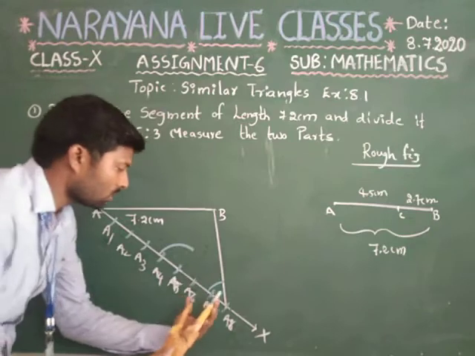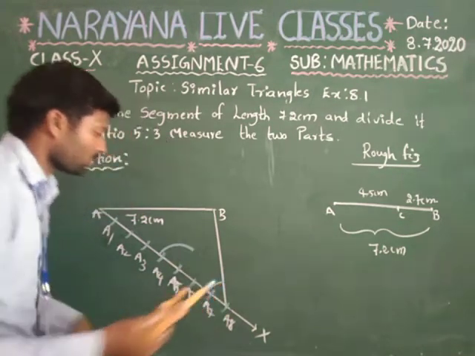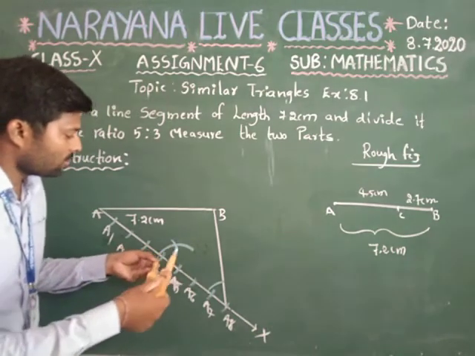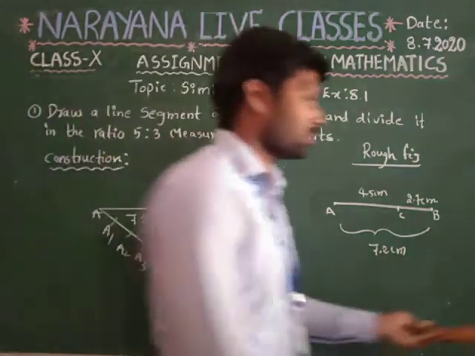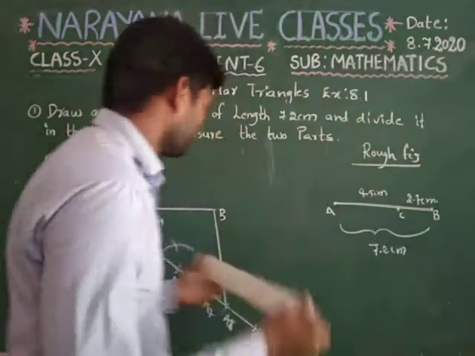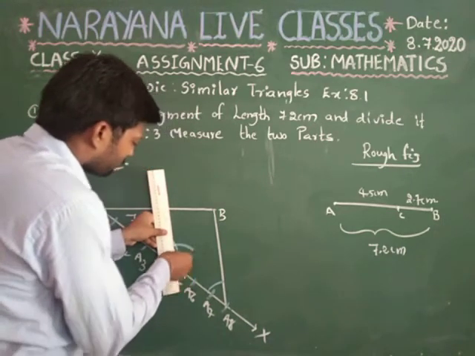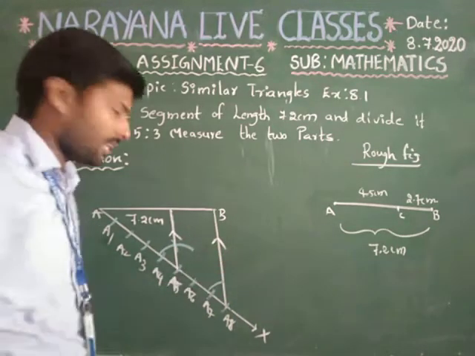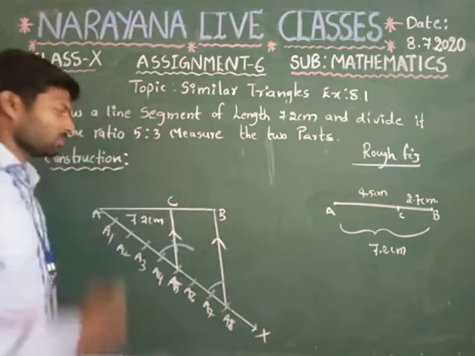Again you have to take this difference with the help of the compass. Now take this point as a center and draw one arc, which will intersect at one point. Now join these 2 points. It starts from A5, will be exactly parallel to BA8, and will intersect the line segment AB at point C.